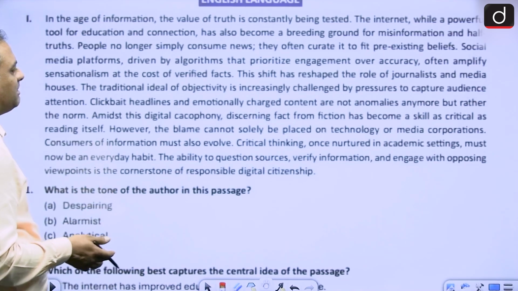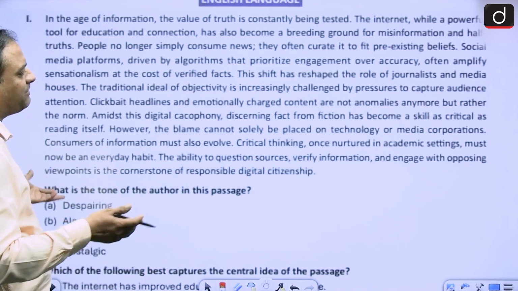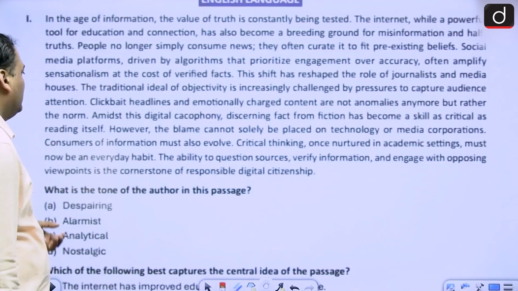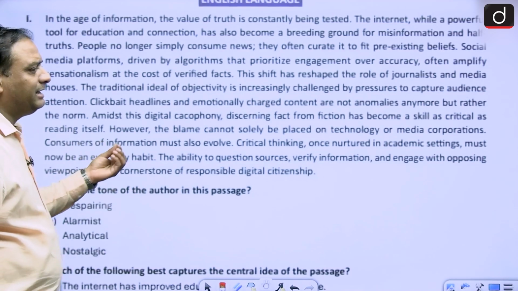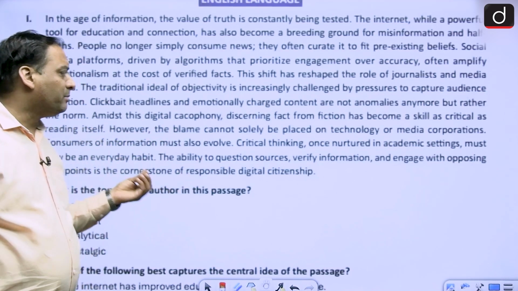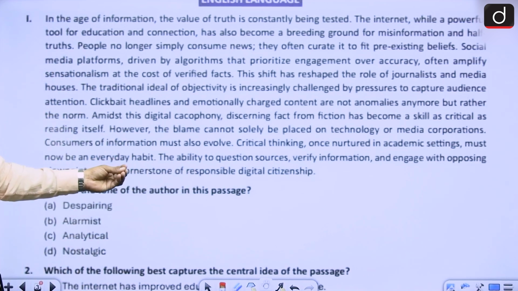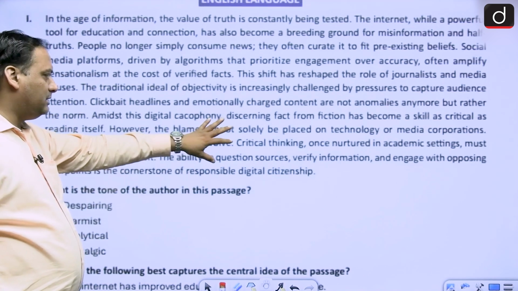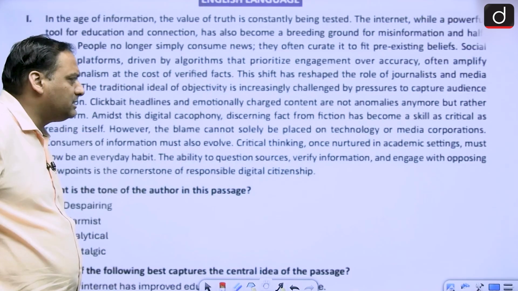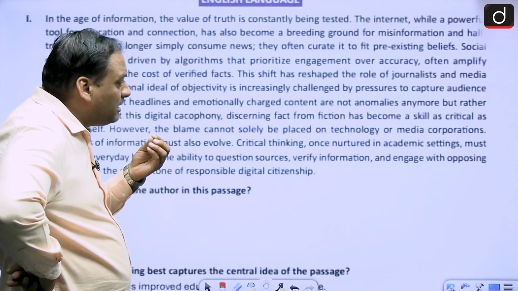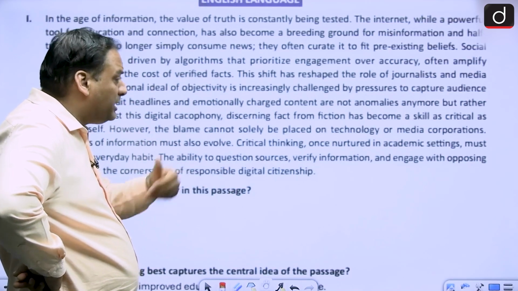Amidst this digital cacophony, discerning fact from fiction has become a skill. Digital cacophony means harsh sound. Discerning means being able to recognize facts from fiction. Now it is a skill.